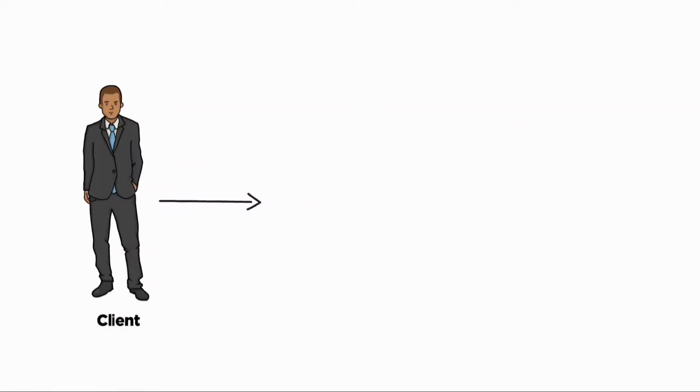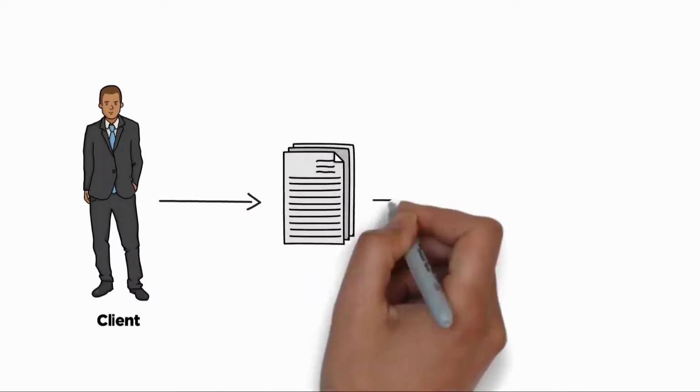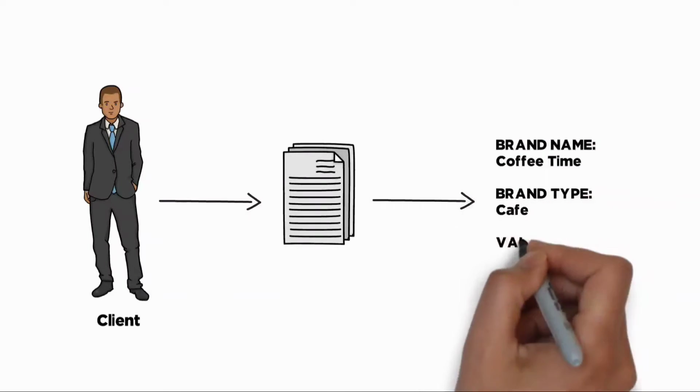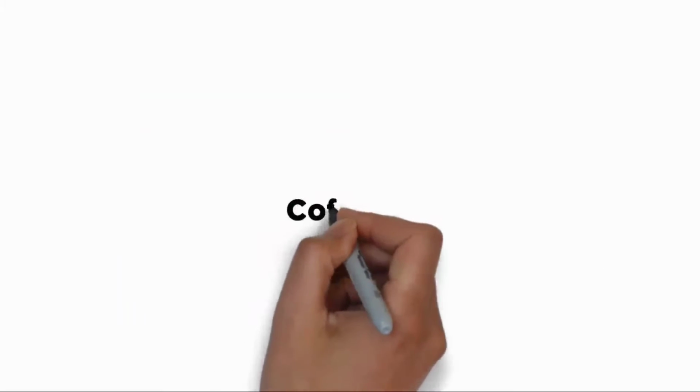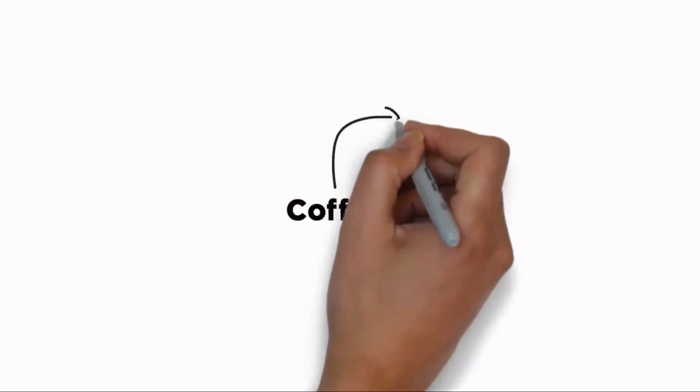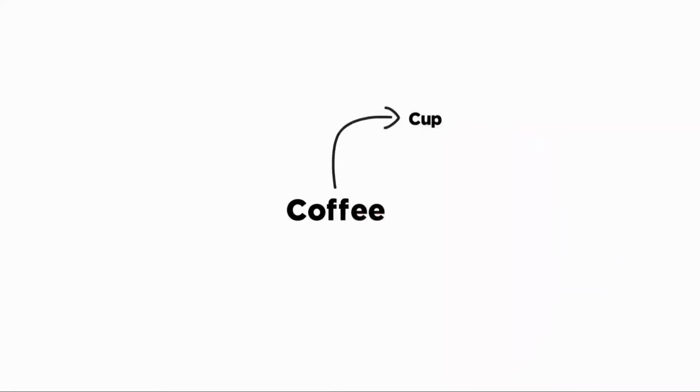After sending him the design brief, he responded with this information. The brand's name is Coffee Time, they are a cafe. The client wants something vintage and classy. To achieve that, we will use the word coffee and create a mind map to extract some related words. A mind map is a simple visual representation of words related to the main word.